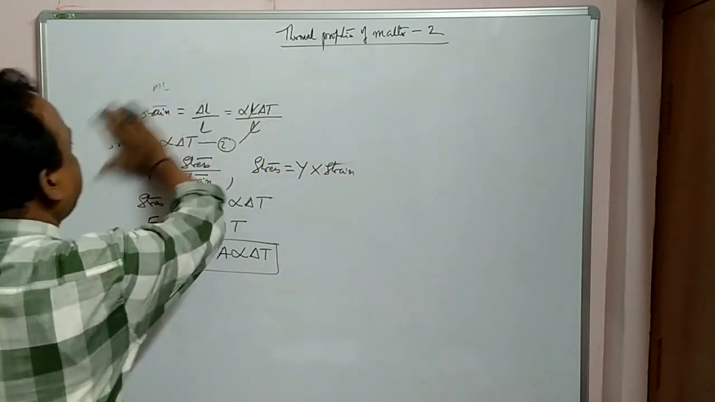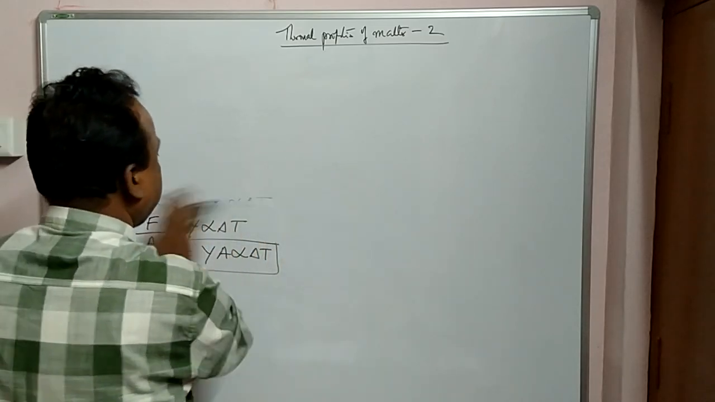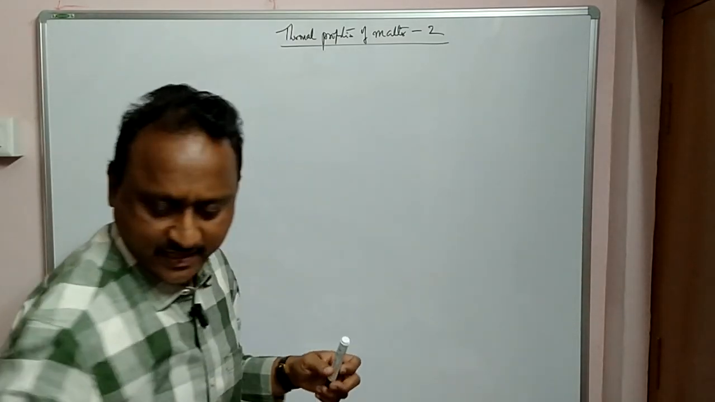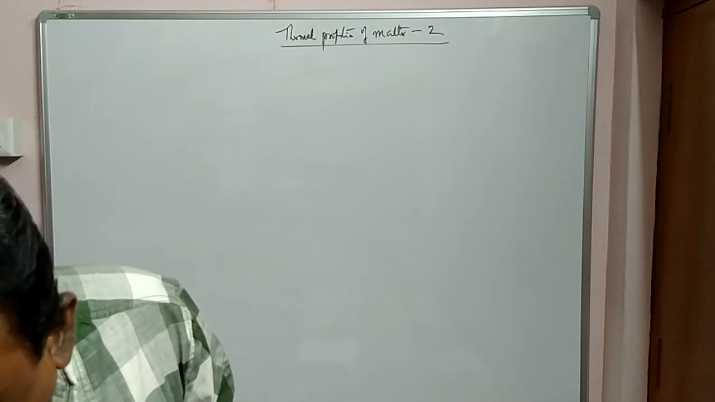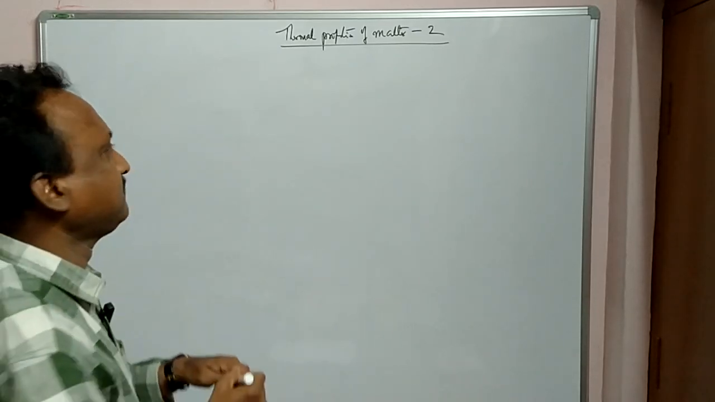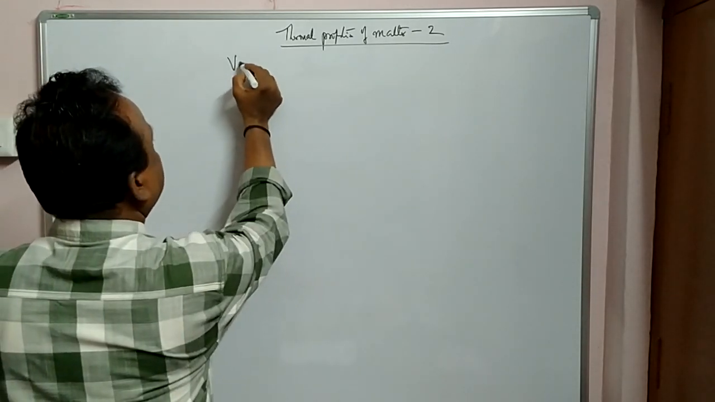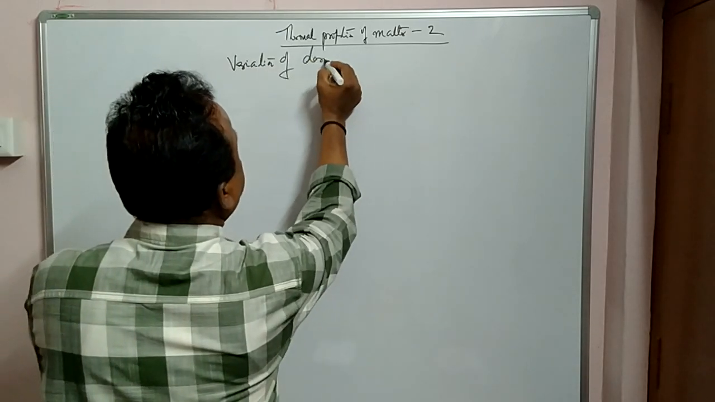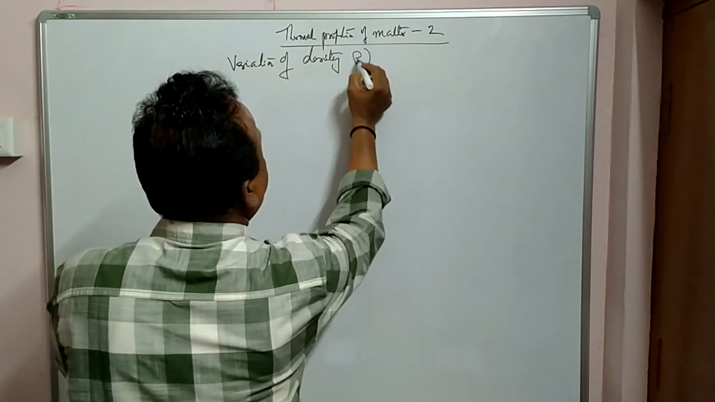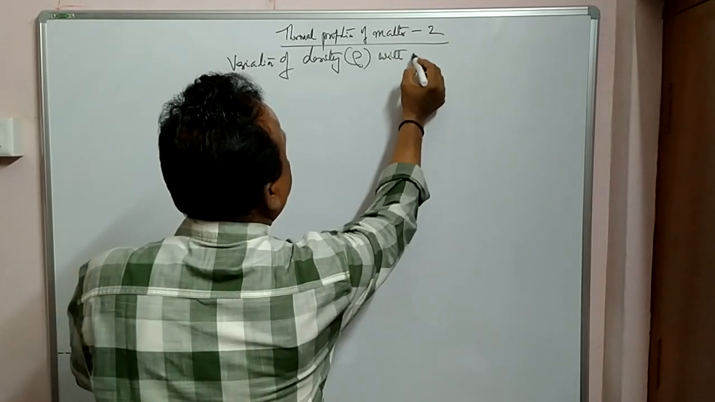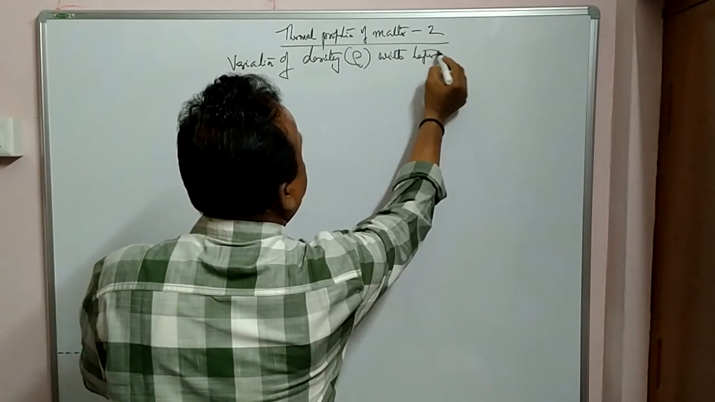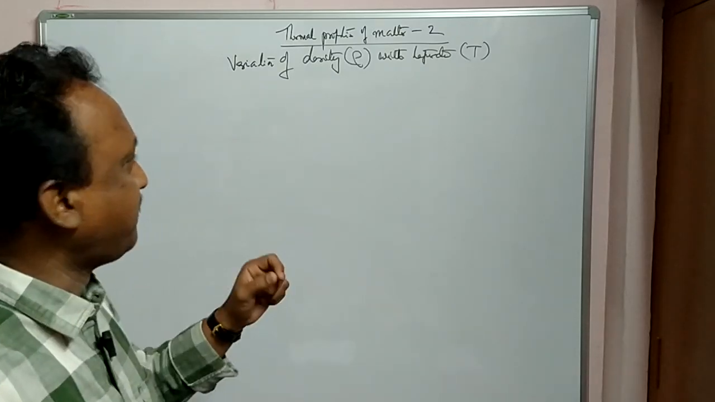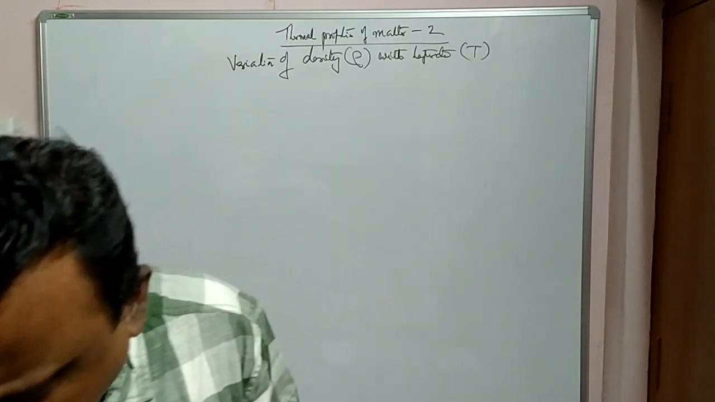Let us go to the next item, that is density. That means variation of density, that is rho, with temperature T. That means when you increase or decrease the temperature, what happens to the density?